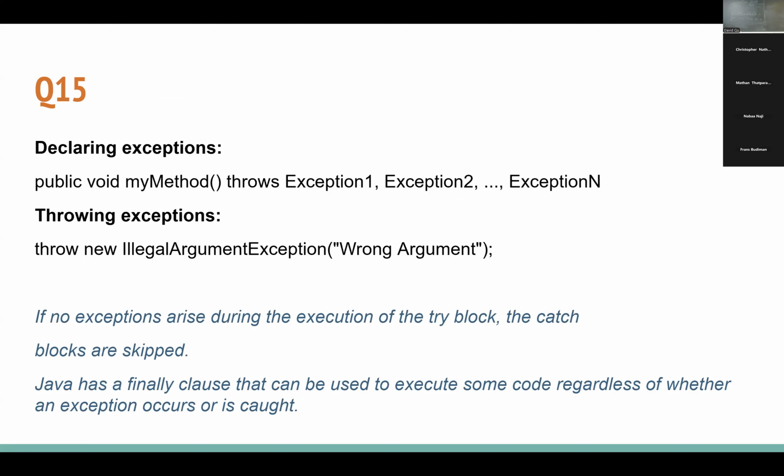And declaring an exception is pretty simple. You just write public void myMethod throws your exceptions. You could have a lot of exceptions, just make sure you put them together. And if you throw an exception, throw new Exception, and you put your exception message in the brackets. If no exception arises during the execution of the try block, then the catch block will be skipped. And Java has a finally clause, which means no matter whether an exception is caught or no exception is caught, it will still run everything in the finally clause.